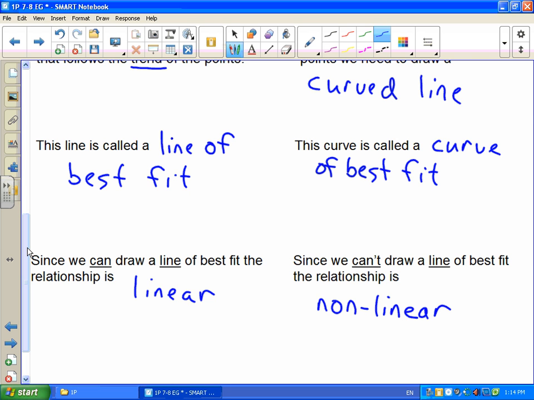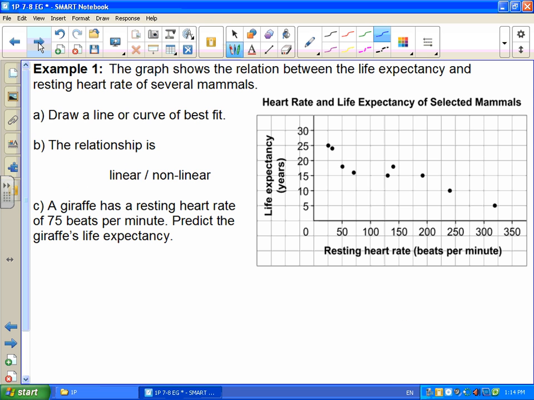So let's take a look at the two examples on the back of the page here. Here's the first one. The graph shows the relationship between the life expectancy and the resting heart rate of several mammals. We've got life expectancy on the y-axis, resting heart rate down on the x-axis. We want to draw a line or a curve of best fit.